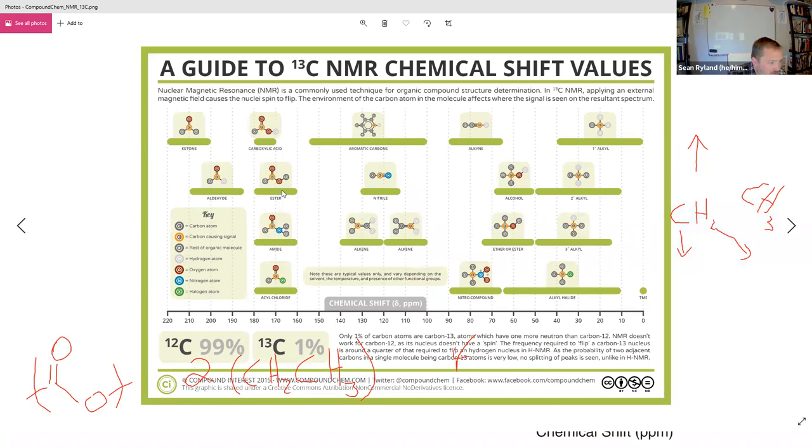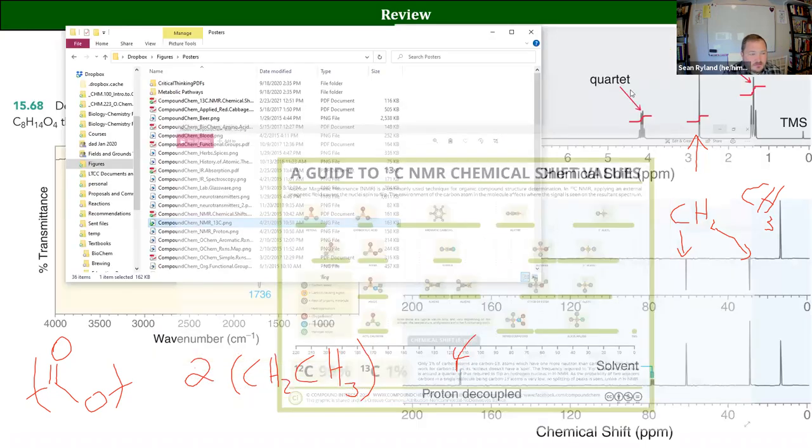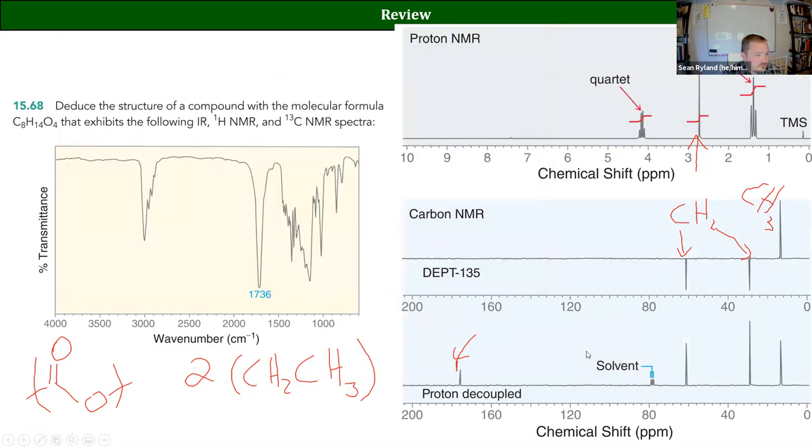So esters should show up in the 160 to 180 range. 160, and that's 175. So we're right in the range for it to be an ester. So likely we have two esters, two ethyl groups.